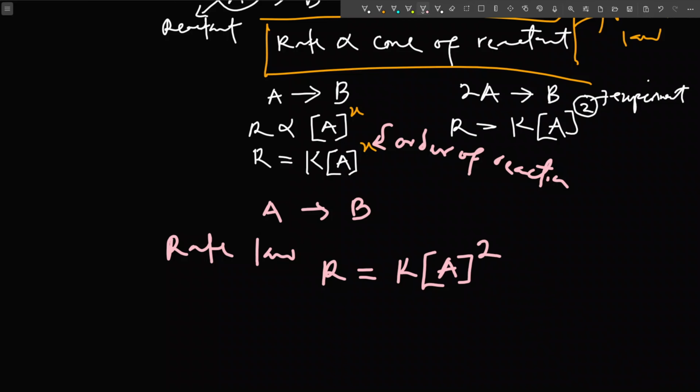Raised power 2. Let me assume that this is the rate law. Now, what can we use this rate law to determine? We can use the rate law to determine about three things.